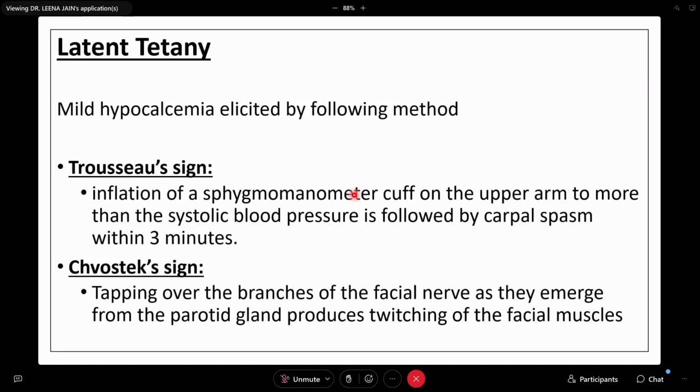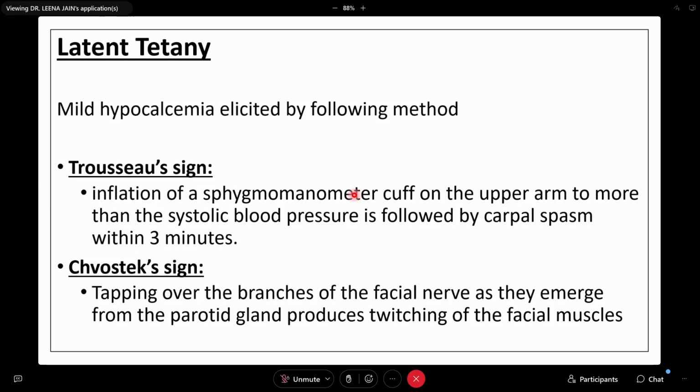Latent tetany is because of mild hypocalcemia, but it may get precipitated sometimes. So how do you come to know? When you are taking rounds in the evening and taking the blood pressure, you inflate your sphygmomanometer and there is suddenly carpopedal spasm. It usually takes 3 minutes to manifest this Trousseau's sign. That is the carpopedal spasm. I will show you in the next slide the diagram of how the hand looks when you elicit Trousseau's sign.